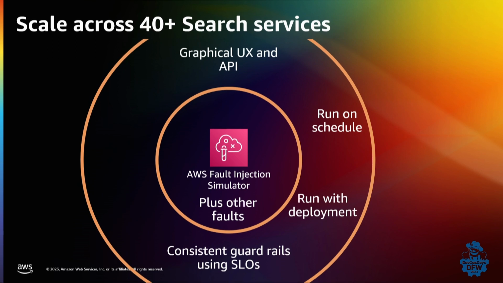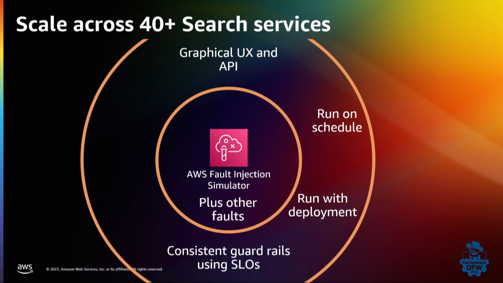Okay, this one's my favorite. Guardrails using SLOs. I need to explain what guardrails are. If you're doing chaos experimentation, it's crucial that you have guardrails. Guardrails are quantitative metrics you're measuring that tell you if the experiment's starting to go off track, if the experiment's starting to have an impact on your customer. You don't want that. And if that happens, you stop the experiment and roll it back.